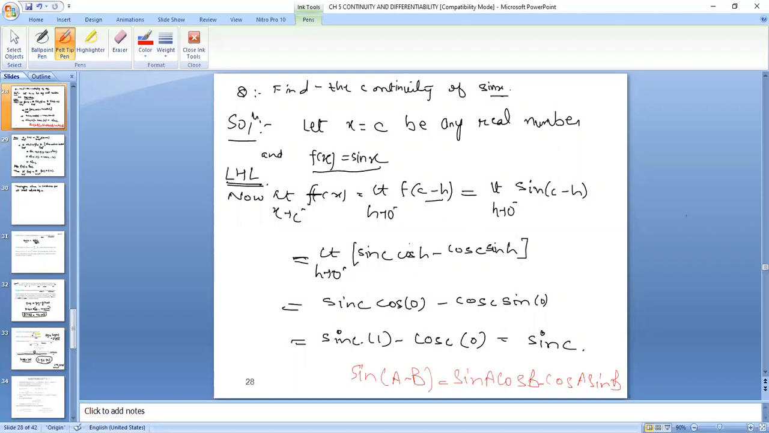We are putting the value 0. We are applying the limit h is tending to 0 negative. Sine C as it is, cos 0 is 1. Cos C as it is, sine 0 is 0. So we will be having the return sine C. This will be our left hand limit.